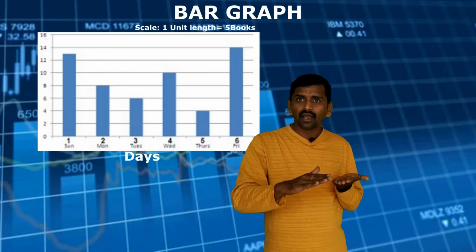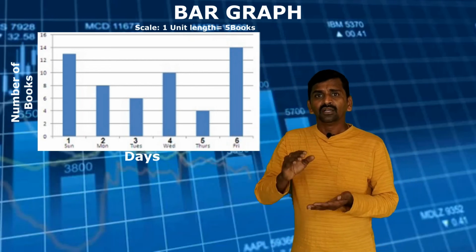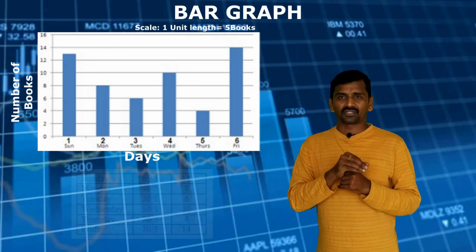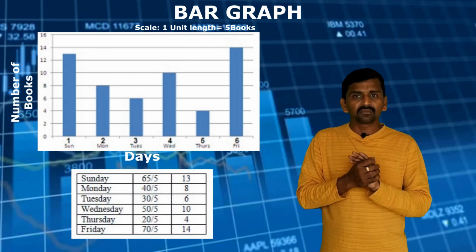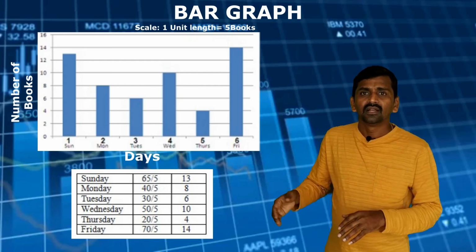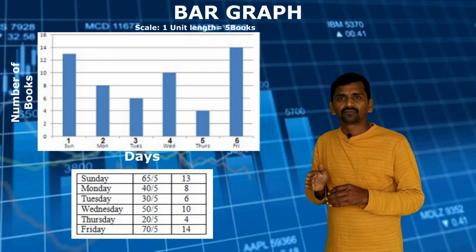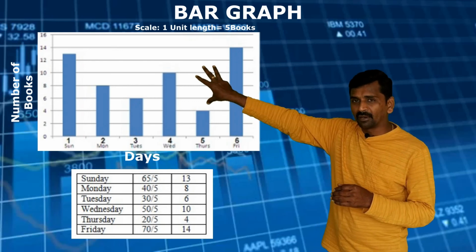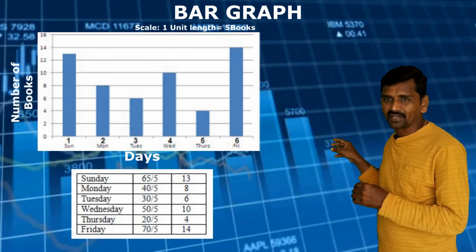To draw a bar graph, days are taken horizontally and the number of books sold is taken on the vertical axis. We know the scale taken for representing this data is 1 unit length equals 5 books. This scale is taken along the vertical line since the number of books is marked on the y-axis. The heights of the bars of various days are as follows. So we can observe the table here and go through the bar graph which is represented here.